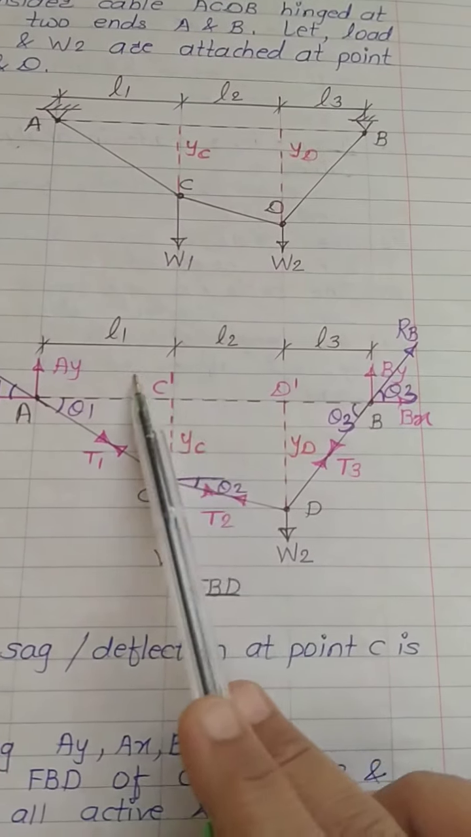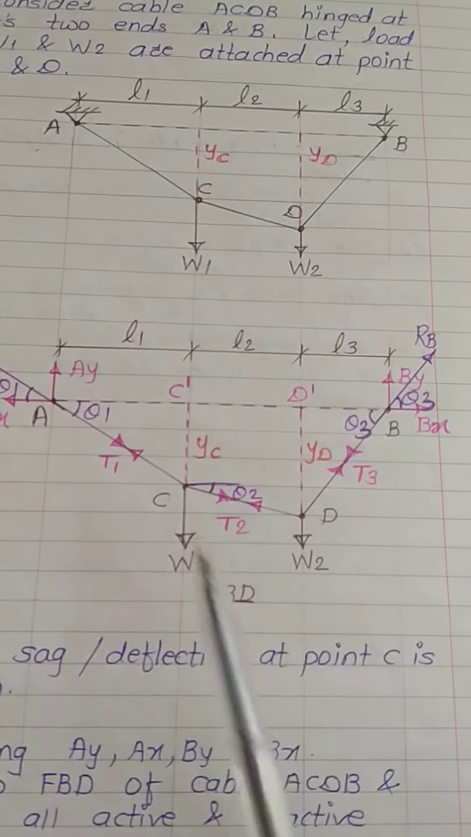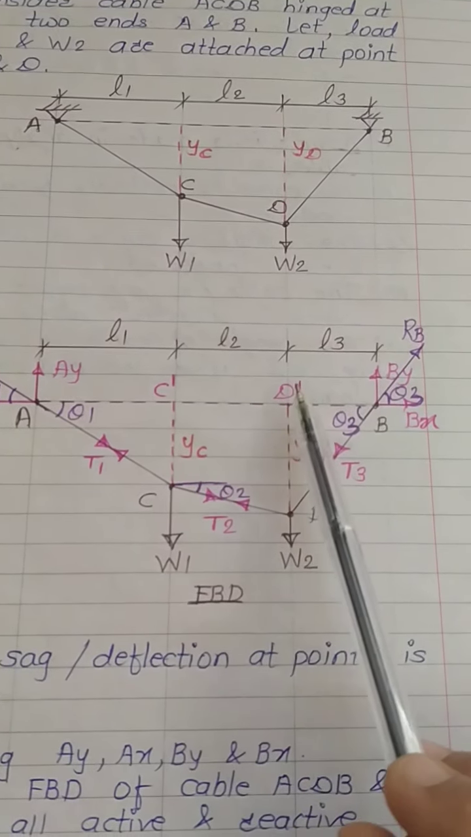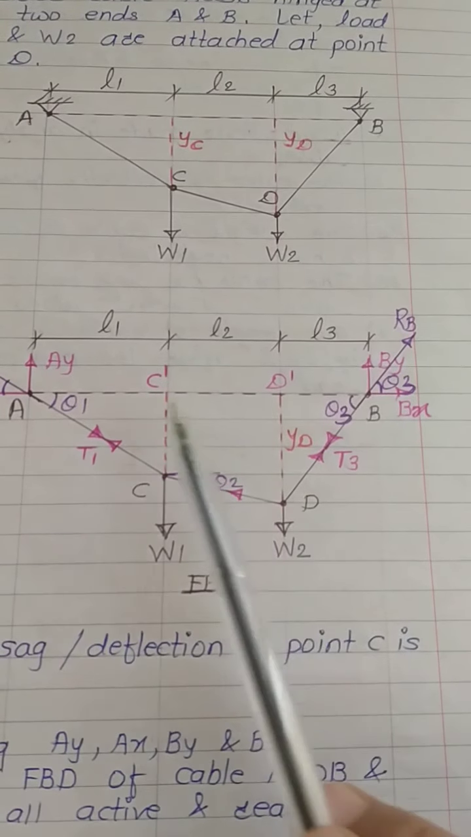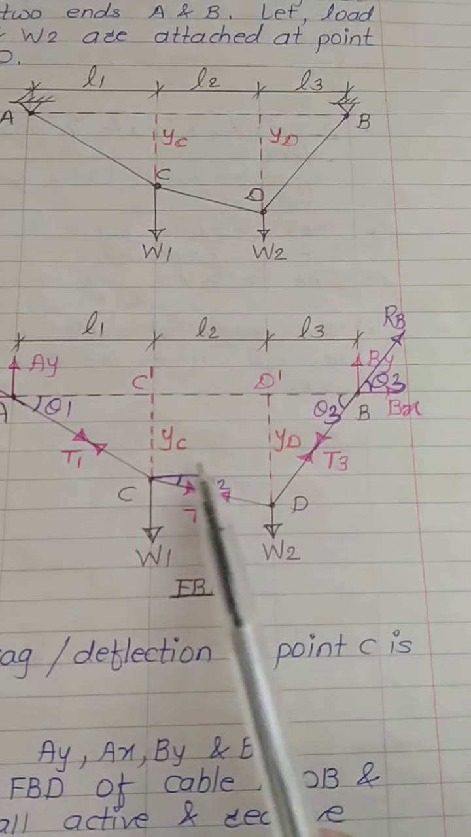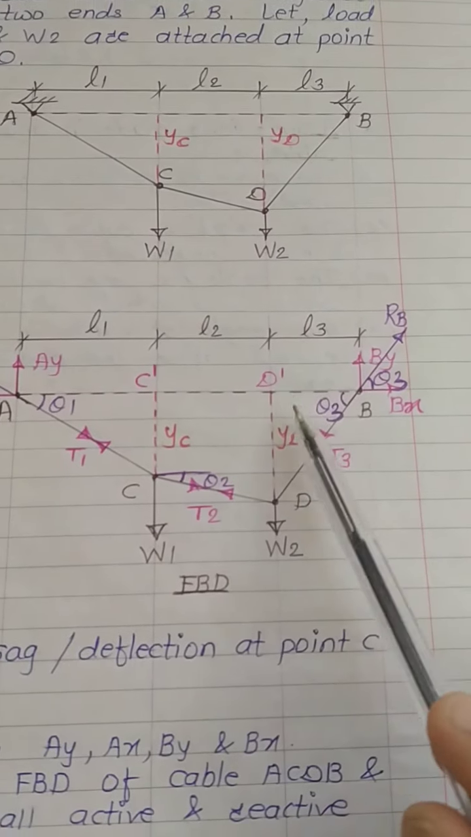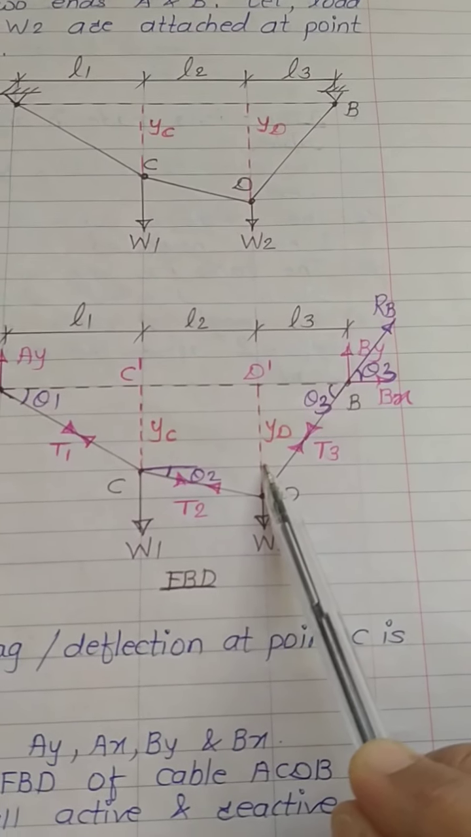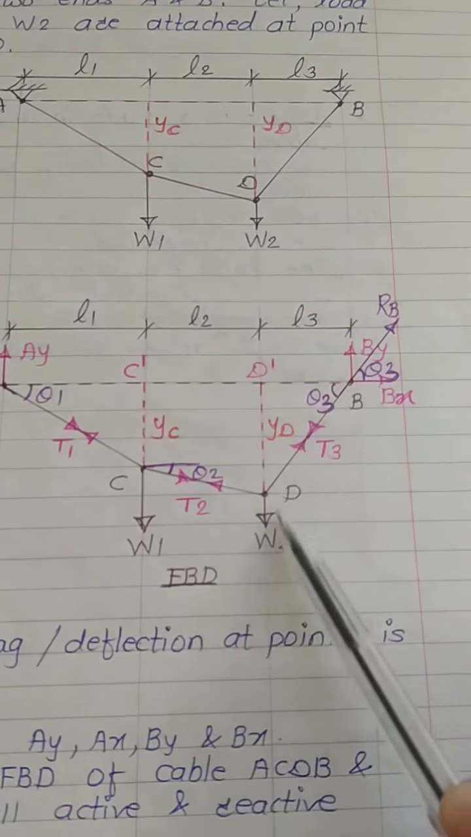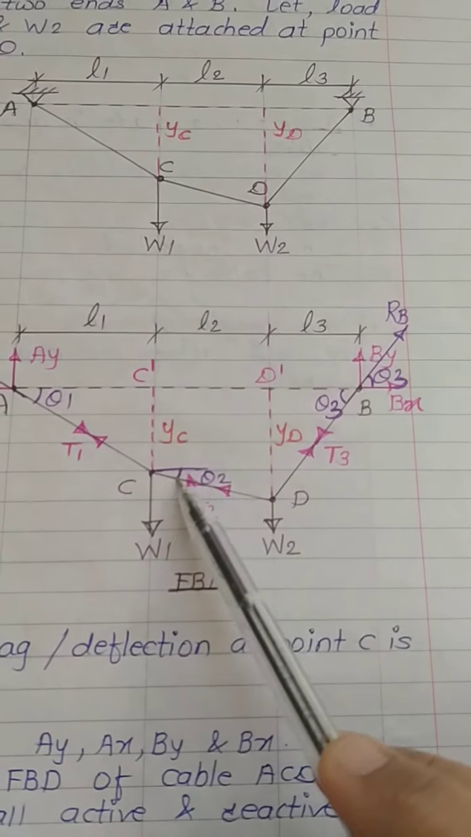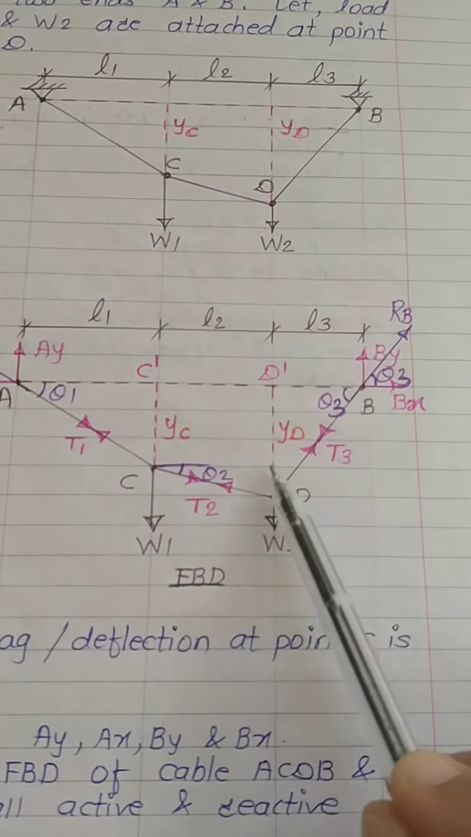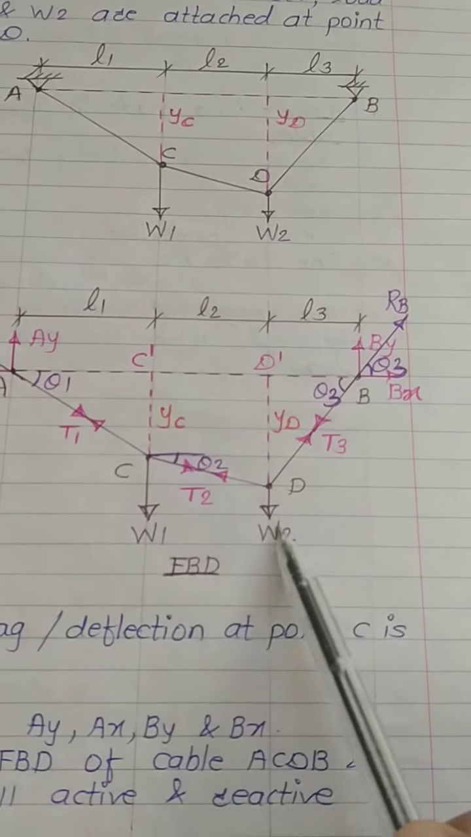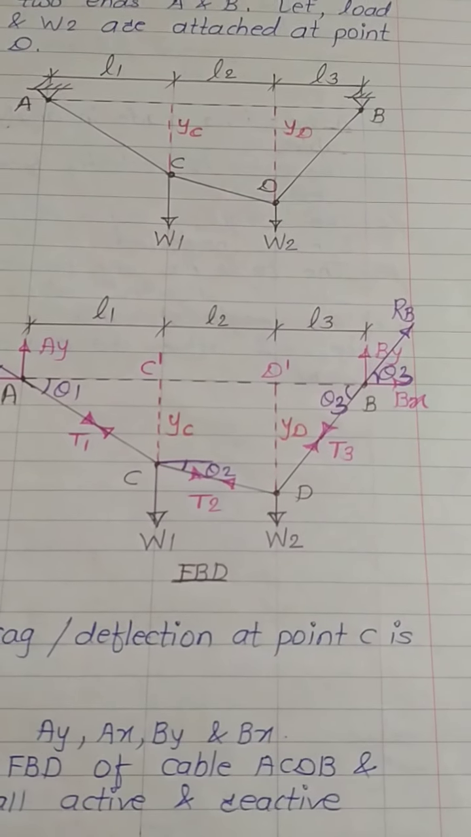You have to draw this separate free body diagram for this particular portion. Now C dash, C, D dash, D. Now look, the sag at point D is YD, sag at point C is YC. To determine this theta 2, what you have to do? We have to extend this line up to this portion. Now we know this distance YD. So YD minus YC will give you the distance from this point to this point. Now how to get theta 2? We know this distance YD minus YC divided by L2 will give you theta 2.